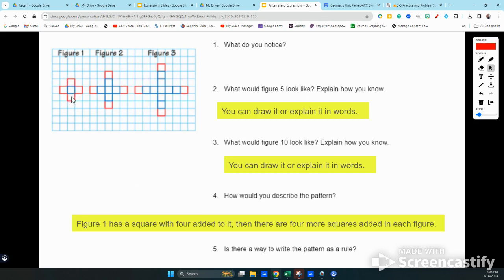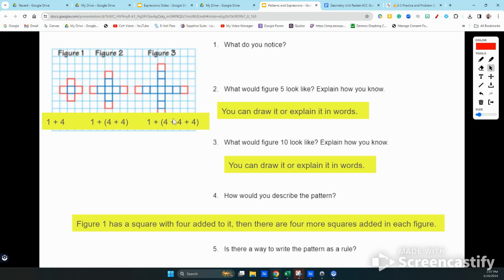So the way I describe it is that figure 1 has 1 square to start with, and then 4 red squares added to it. Then figure 2 is 4 more squares added than before. And then figure 3 is 4 more added. So I wrote it like this. I started with 1 and added 4. That's figure 1. Then for figure 2, 1 plus 4, that's figure 1. And then I'm adding 4 more for figure 2. That's 2 4s.